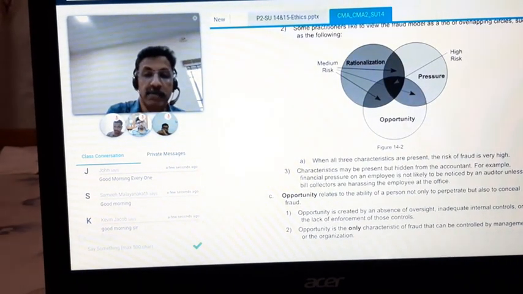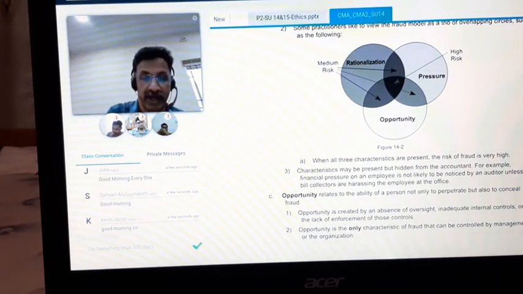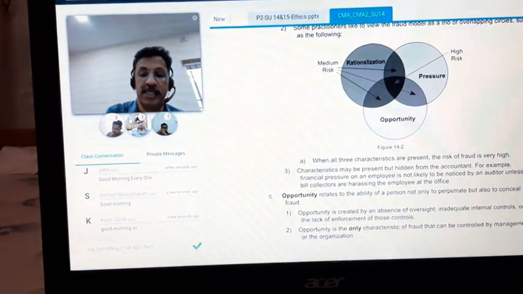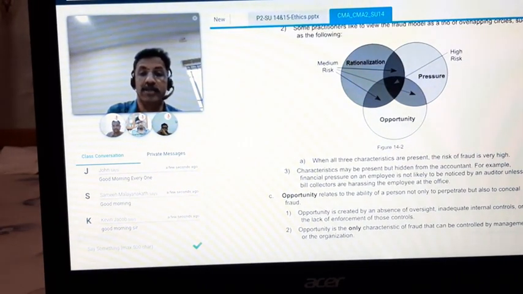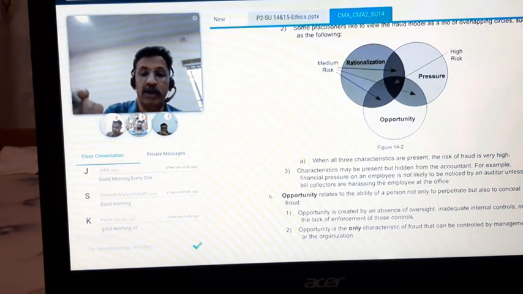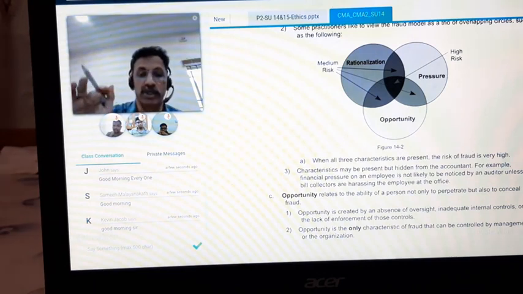This is a better depiction of that fraud triangle, because here it says that when you see all the three elements, it's the high risk. When you see any two elements, this is medium risk. Then when you see at least one factor, that is also a risk, right? None of this also you cannot rule out. That's it.